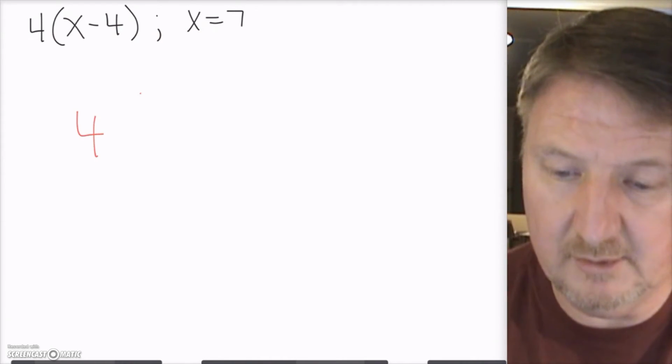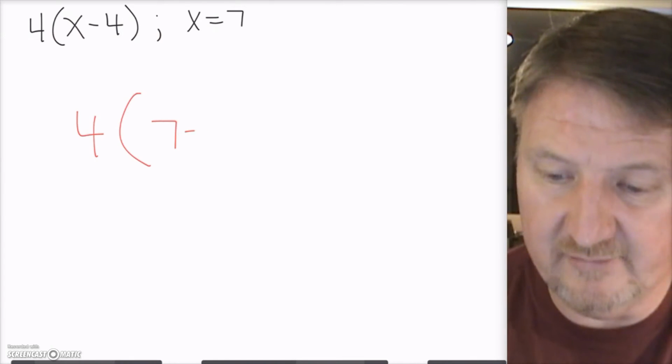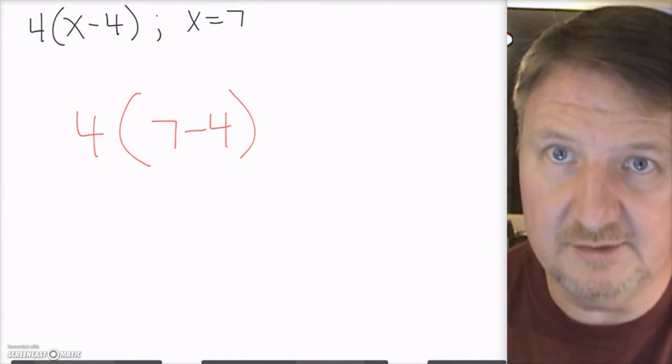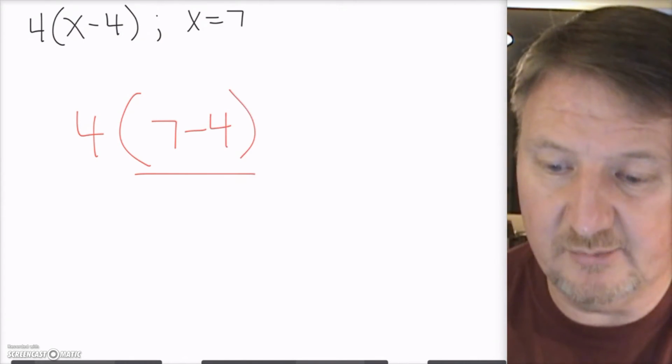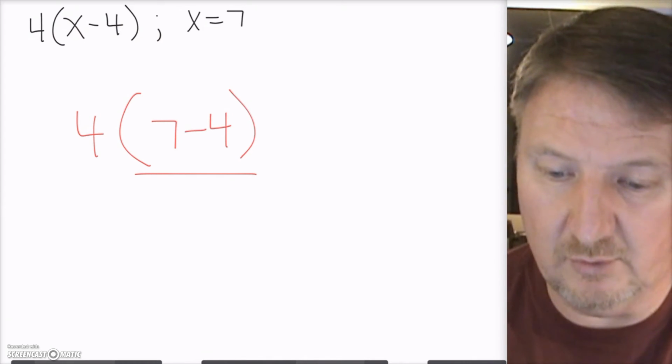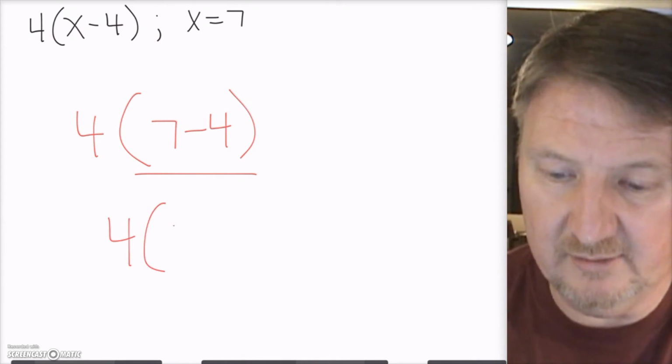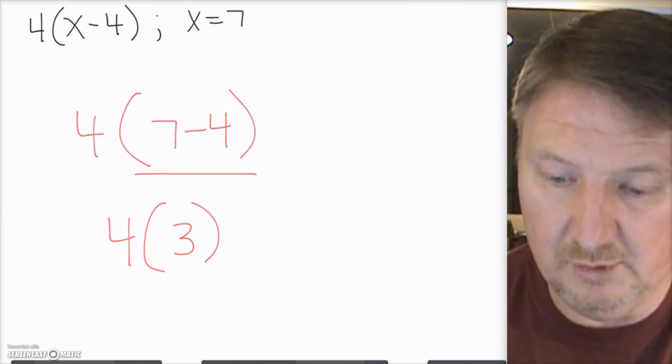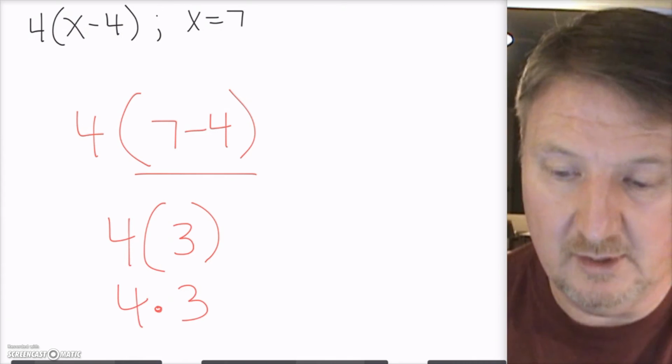So I have 4 times 7 minus 4. All right, so PEMDAS tells us we have to do what's inside the parentheses first. So I do 7 minus 4, and I'll wind up with 4 times 3. Or you can write it as 4 times 3 like that if you wanted to.